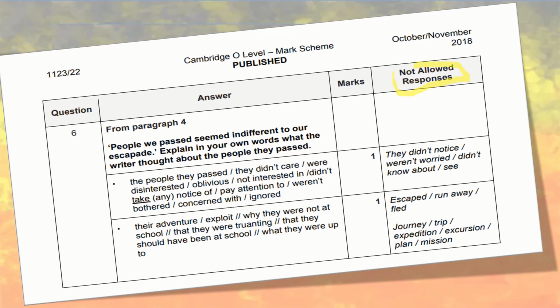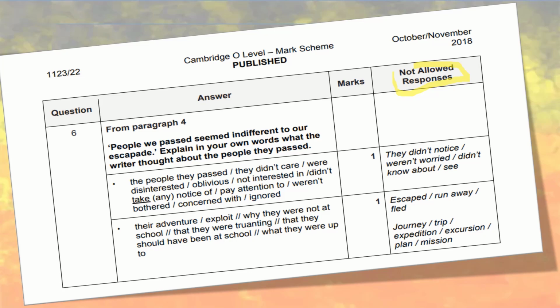The people they passed did not care, or they were disinterested, they were oblivious, not interested in, didn't take any notice of, did not pay attention to, weren't bothered about, didn't concern. Perhaps the writer thought that somebody would ask them, but they were not interested in these two girls. This is one reason here. This is one idea which is in the writer's mind. This is one thought.